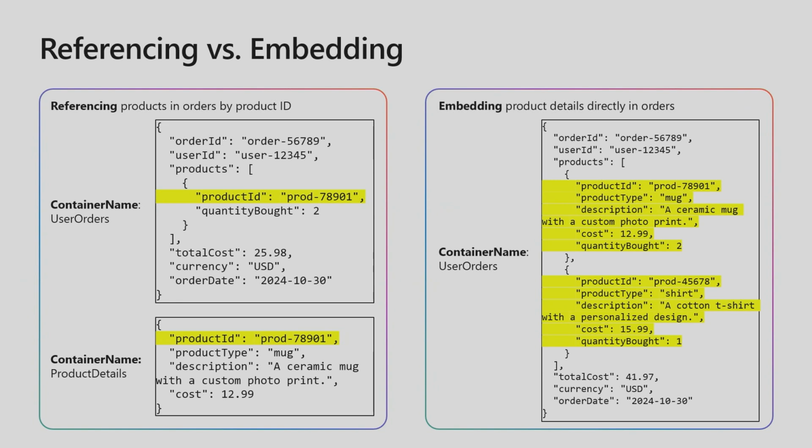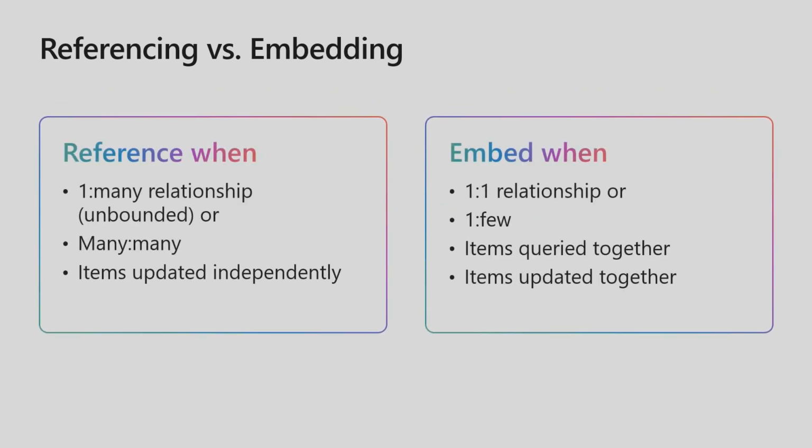Tara, I have a question. Wouldn't we kind of have an unbounded array problem if we have all of the products nested into the same container? Yeah, that's definitely a risk with embedding. So we want to give these guidelines for when you should reference versus when you should embed. You should definitely reference when you have a one-to-many relationship with the properties in your document.